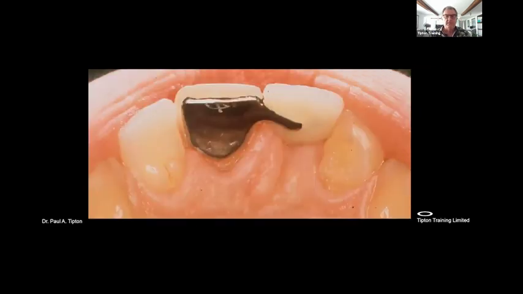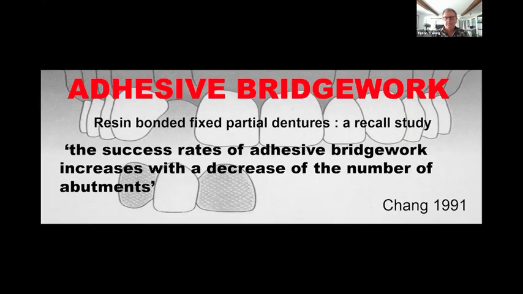Okay, so we've done this with a simple Maryland now as a cantilever. It works very well. The periodontal ligament's taking the strain. So everything's good in the world. What else do we know about generally adhesive bridge work and normal bridge work? This is not just adhesive. This is also traditional bridge work. Success rates of all bridges will increase with a decrease in the number of abutments.